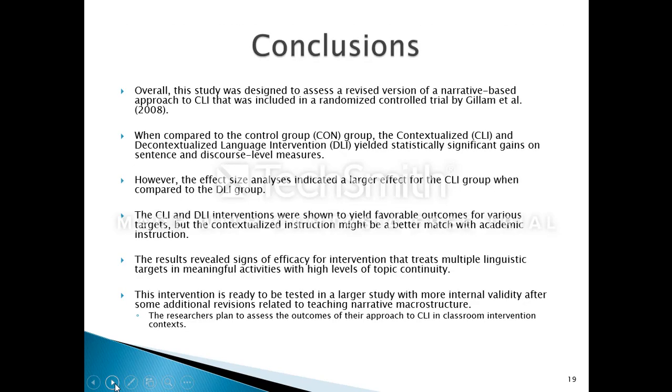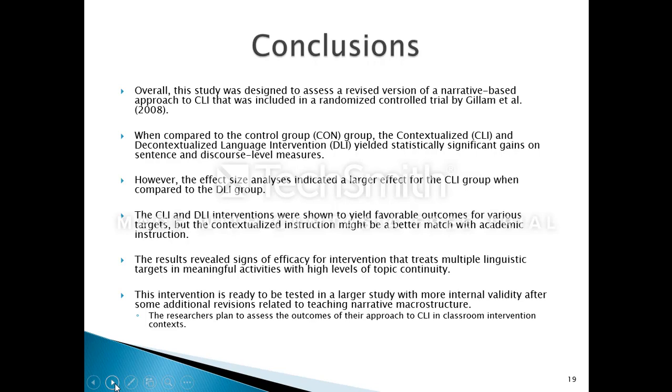Overall, this study was designed to assess a revised version of a narrative-based approach to the CLI that was included in a randomized controlled trial by Gillam et al. in 2008. When compared to the control group, the contextualized and decontextualized language intervention yielded statistically significant gains on sentence and discourse level measures. However, the effect size analysis indicated a larger effect for the CLI group when compared to the DLI group.